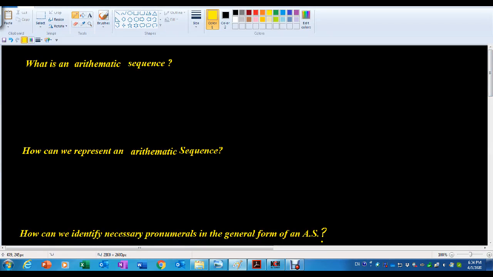Okay, today we are going to talk about arithmetic sequences. First, we need to understand what an arithmetic sequence is. So that's the definition.